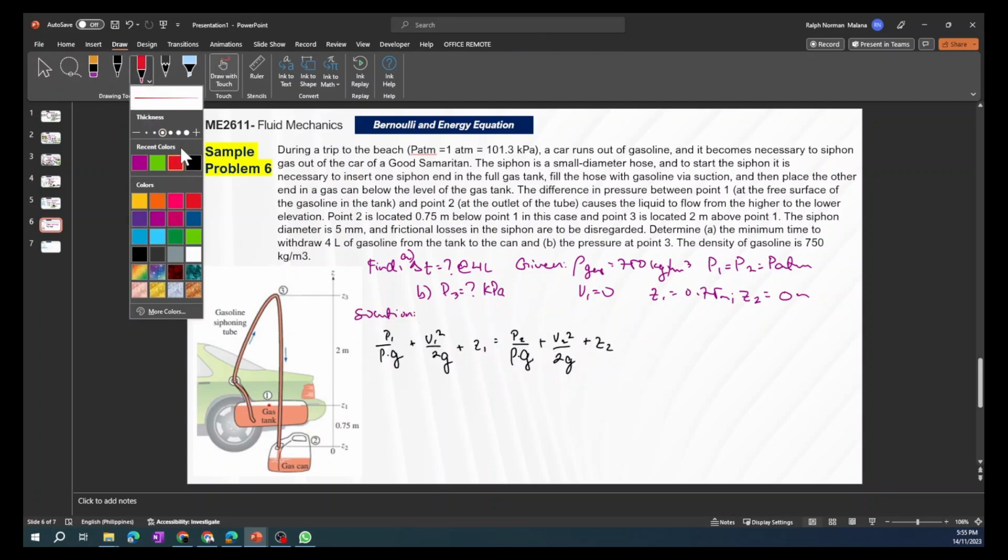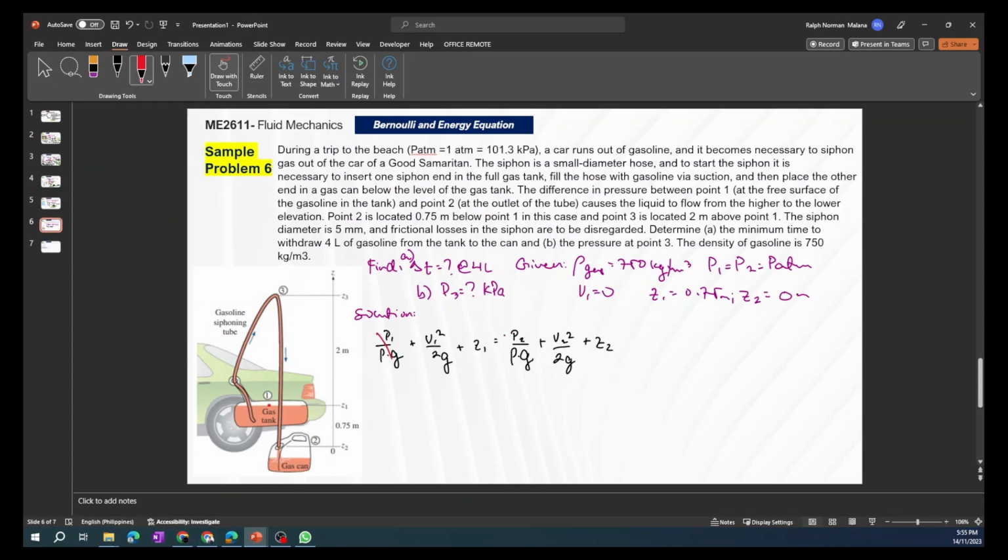Let's cancel out. We know this is atmospheric, so it can cancel out there. And then what else? This one is relative to 0, so cancel out. And then what else? Our Z2 is going to be 0, which would leave us with this equation: Z1 equals V2 squared over 2g. Familiar. It's kind of like our Torricelli's equation.